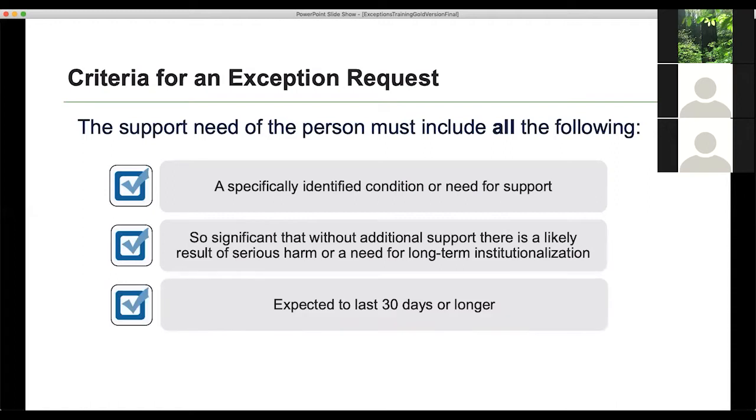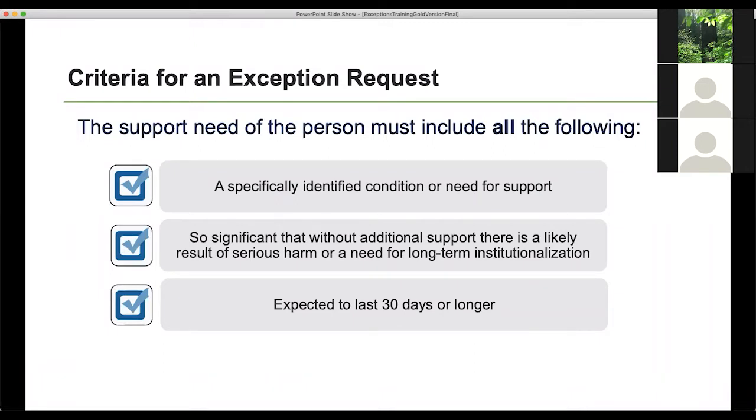The next criteria we have is it's expected to last 30 days or longer. So when we talk about our payment categories, there's still a range, and it's that average in that range. We realize that everyone's supports are not going to be prescriptive, and every single day they're not going to need the exact same amount of staffing. We understand that there's fluctuation throughout the day, the week, and the month. And we have to have some adaptability.